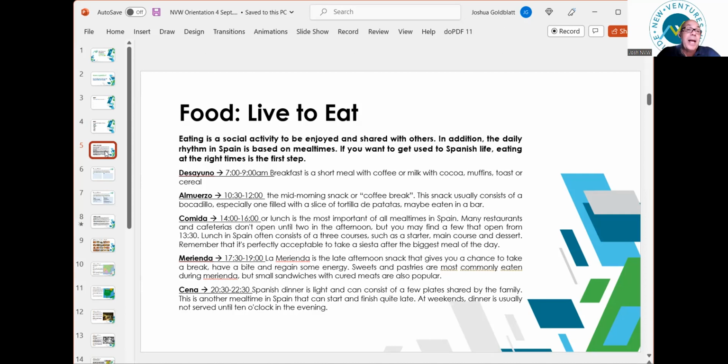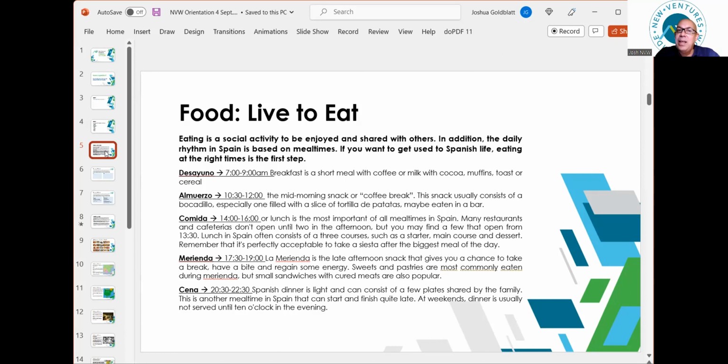And we're going to explain a little bit. So these things here were written by my colleague, Laura, who you will be in contact with at some point during the next few days or next few weeks. And she says, she's Spanish, 100% Spanish, she says, eating is a social activity to be enjoyed and shared with others.